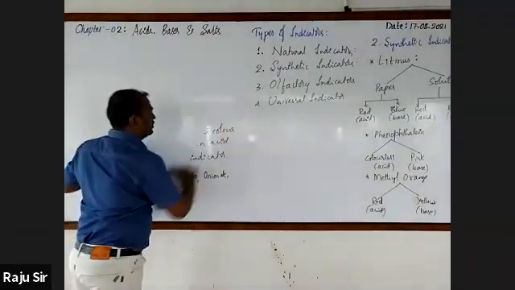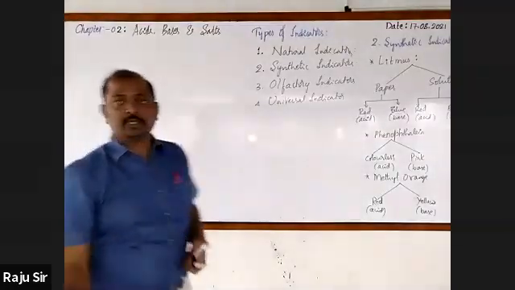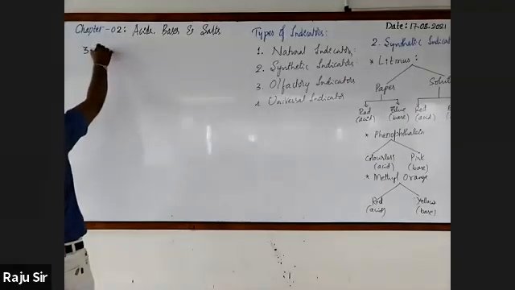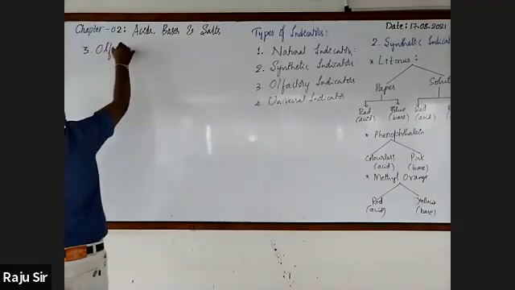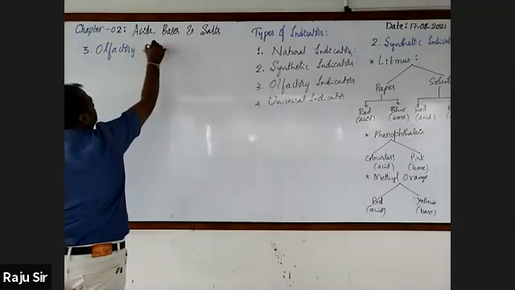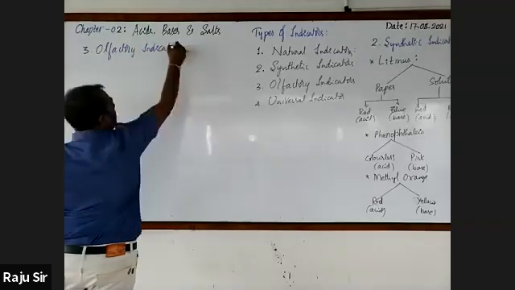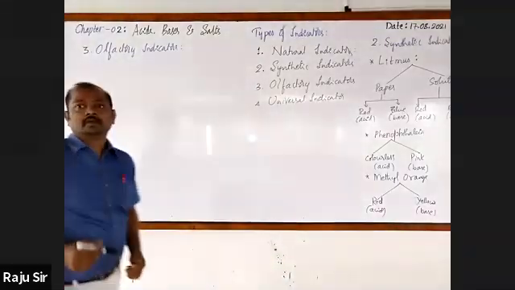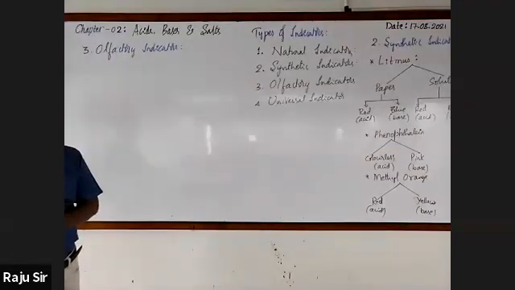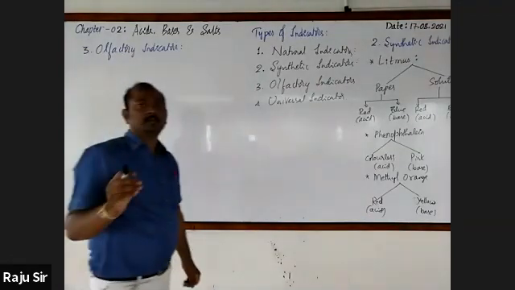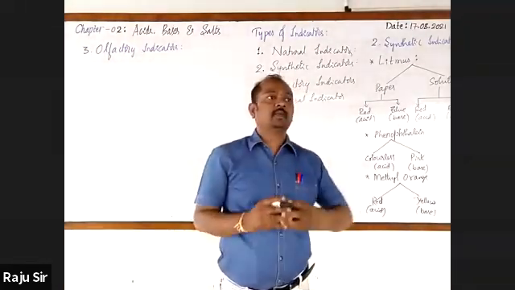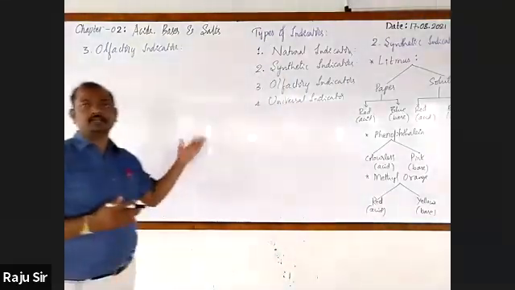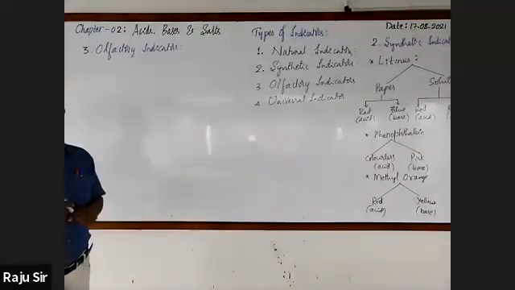Next, olfactory indicators. Third one is olfactory. This definition is also asked. How do you define olfactory indicator? The indicators which change their odor when they are used in acid or base are called olfactory indicators. So please write the definition for this.